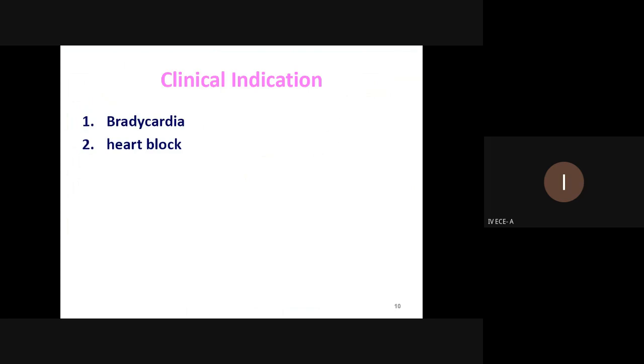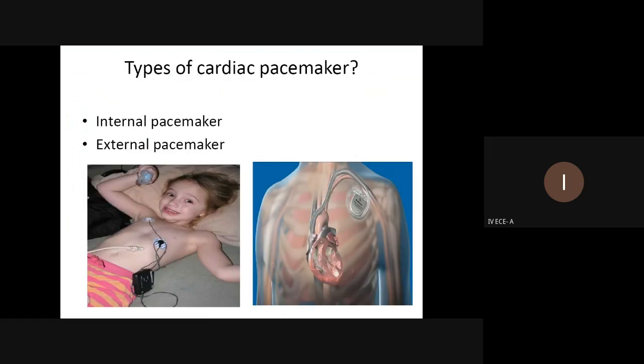It may be a more number of beats per minute or a less number of beats per minute. Normally our heartbeat rate is from 70 to 100 beats per minute. Whenever it increases or decreases, it is called bradycardia. So the bradycardia problem is also cured or rectified through this pacemaker. Okay, so these are the types of pacemaker. One is the internal pacemaker, then another one is the external pacemaker.